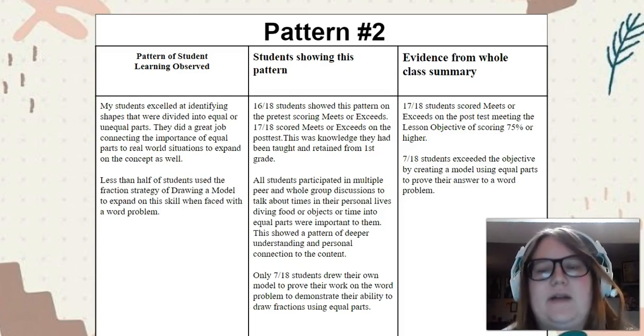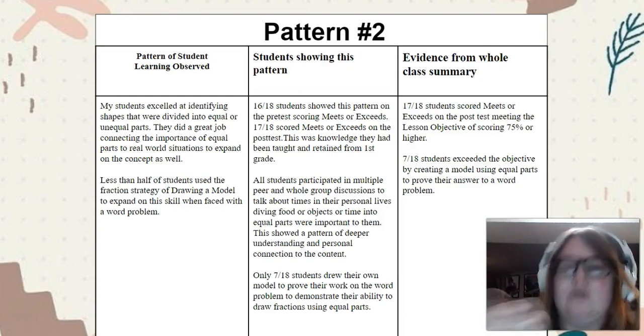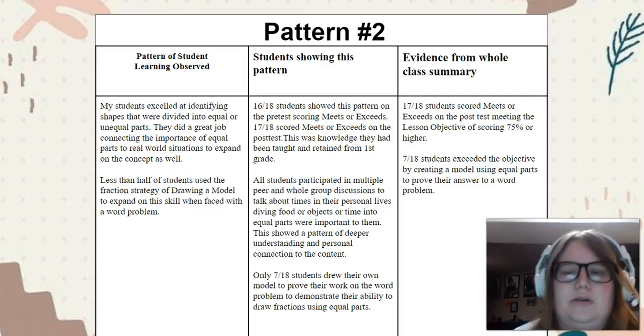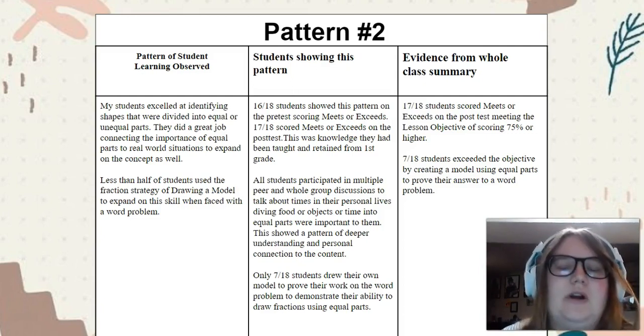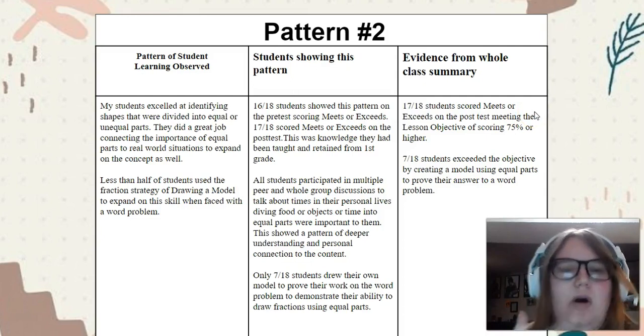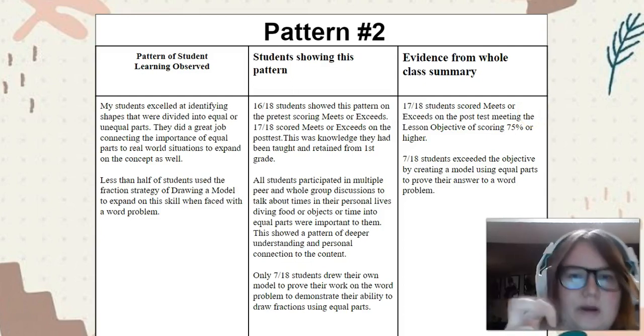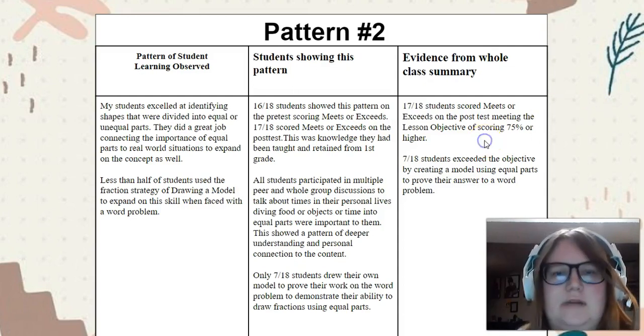But then only 7 out of 18 actually got the exceeds by using a model to explain their word problem and using our CUBE skills to circle and underline stuff in a model. Once again, I just need to start stressing that importance. I found on the second day, a lot of my students were also feeling very comfortable with fractions and not wanting to do the extra work of proving their question.